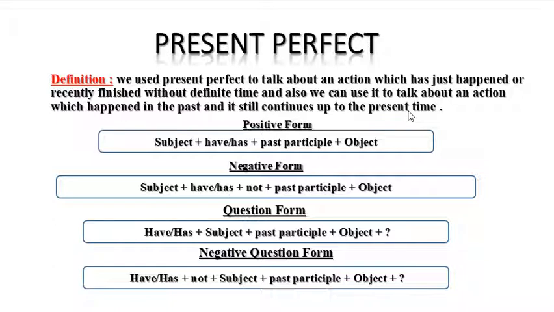Okay, let's move to the positive form. There are four forms in present perfect. Positive form: subject plus have or has plus past participle plus object. That past participle sometimes we call verb 3. Negative form: subject plus have or has plus not plus past participle plus object. And question: have or has plus subject plus past participle plus object and a question mark. And negative question, sometimes we call question negative: have or has plus not plus subject plus past participle plus object and a question mark. Okay, let's move to the next with the positive form.